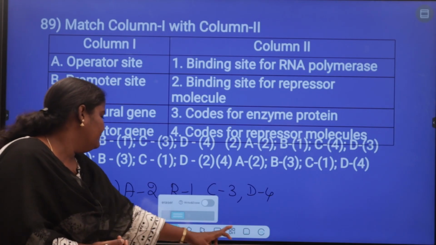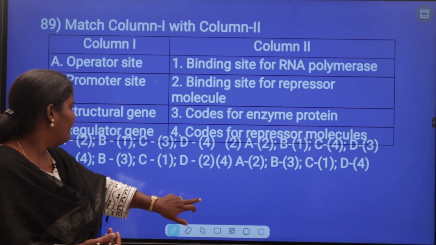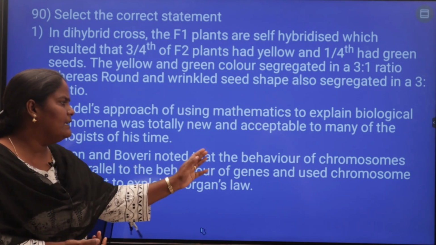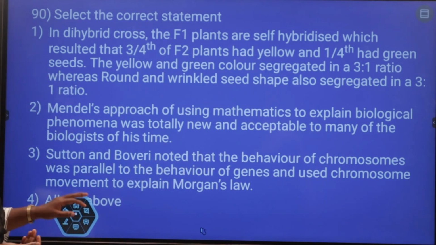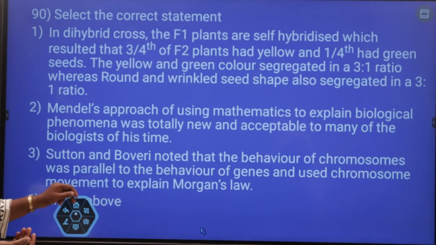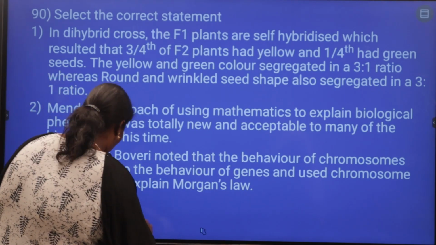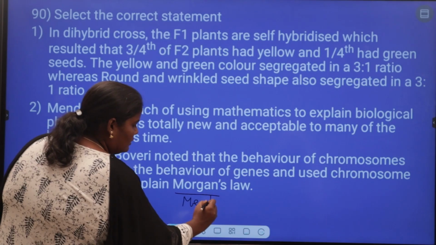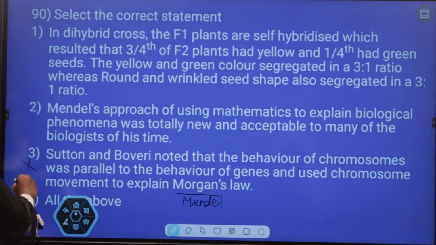Next, the last question, the 90th one: select the correct statement. As usual, let's move on from the base. The fourth option is all the above. Let's move on to the third one. Sutton and Boveri noted that the behavior of the chromosomes was parallel to the behavior of the genes and used chromosome movement to explain Morgan's law. But they never tried to explain Morgan's law; they tried to explain Mendel's law. So based on this word, the statement is wrong.